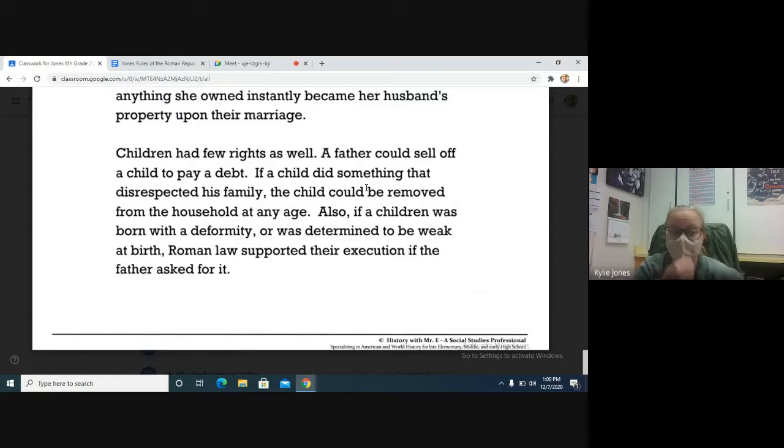So basically, if a child was born with any sort of deformity, like maybe they had a missing arm or something like that, they could just be executed as a baby, no chance to live. If the people looked at the baby and maybe the baby was born sick, it had some sort of disease, if they didn't want to raise it, they could have it executed instead. Yes. Kind of like what Sparta would do with their babies, yes. Yep.